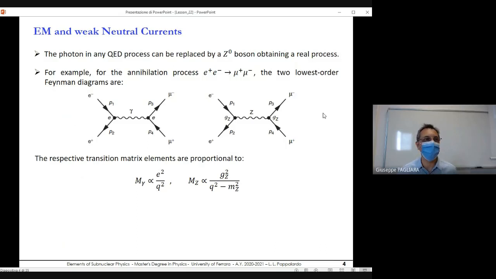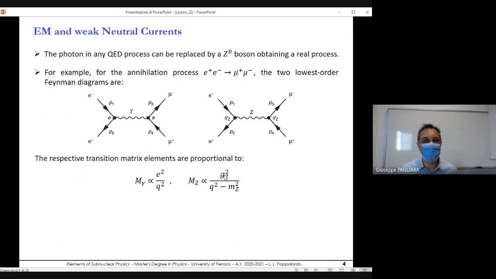Of course, the difference is in the propagator because you are propagating a different boson. So in the first case, the matrix element will be proportional to the square of the electric charge divided by Q square. This Q square dependence is, of course, the propagator of the photon. In the other diagram, of course, we don't care anymore about the electron charge, okay, because this is not an electromagnetic process anymore, but a weak process.